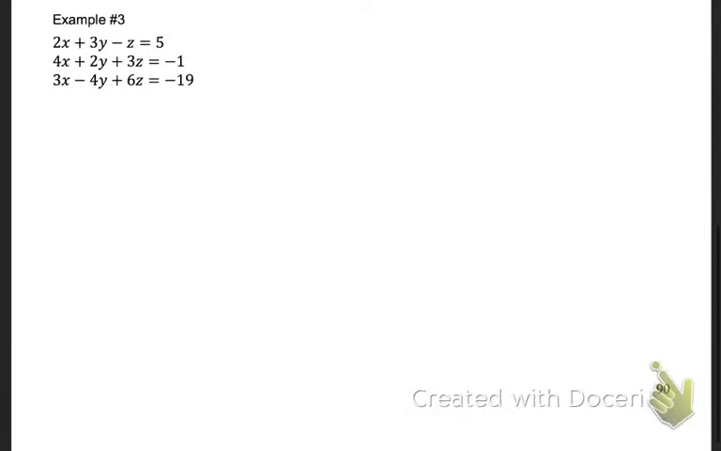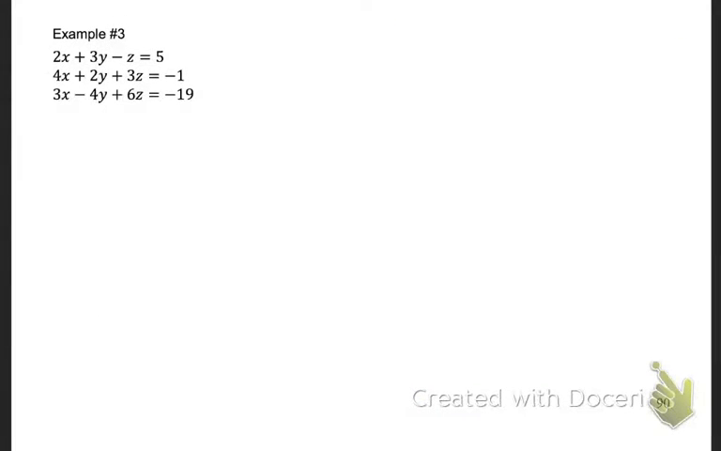All right, one more. I want you guys to try this one start to finish. I'm not even going to tell you which variable to use. And I want you to try it start to finish.